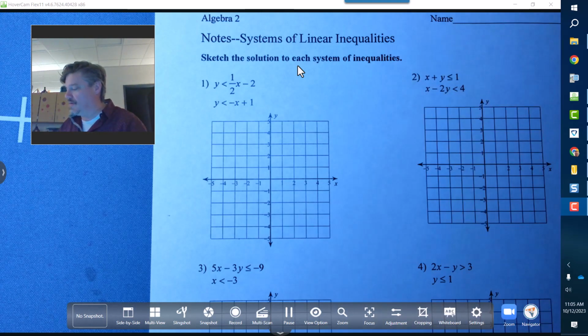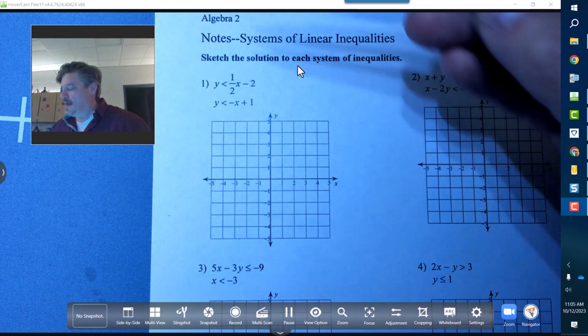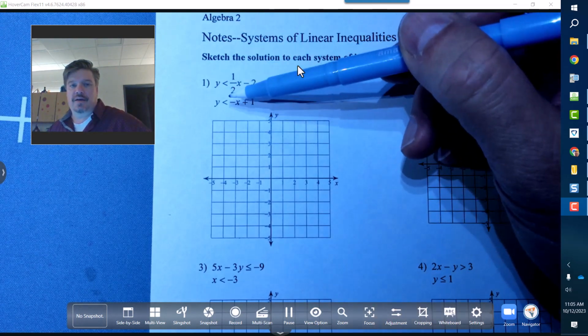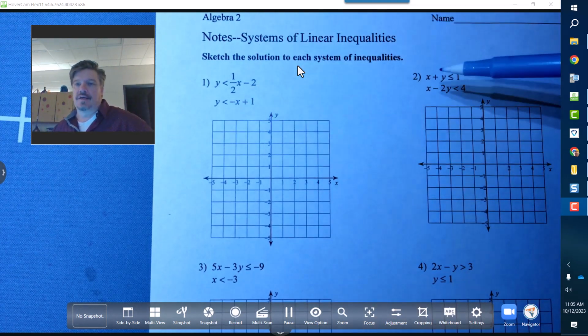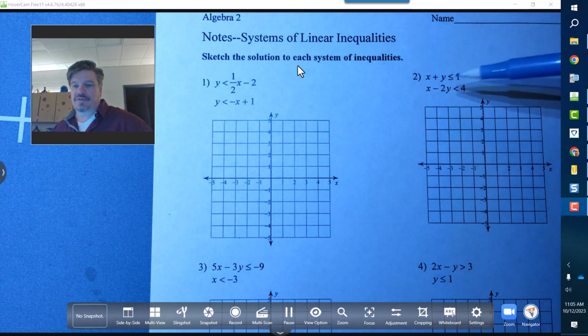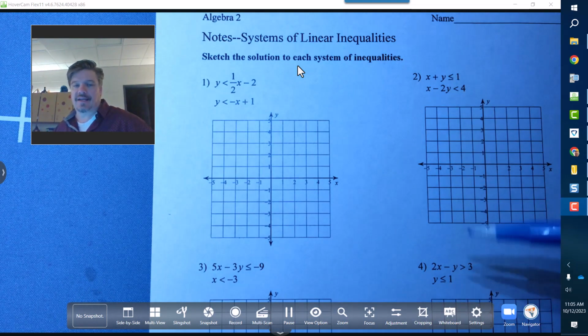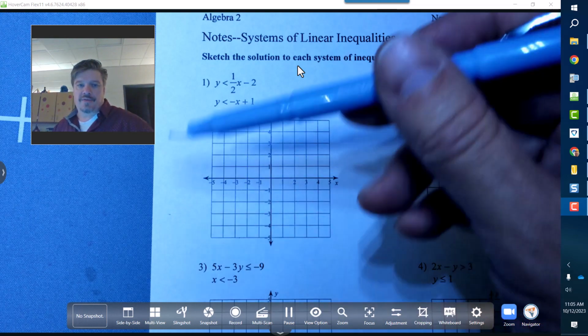But what's good, though, is you still graph them like you would a normal line, okay? Like right here, we see the inequality here. These are two less thans. Also less than, there's a less than or equal to. Here's a greater than and then a less than. So they're going to switch around, okay?